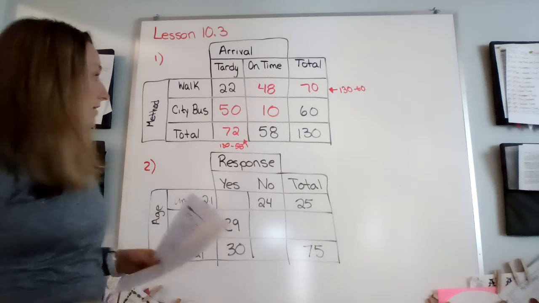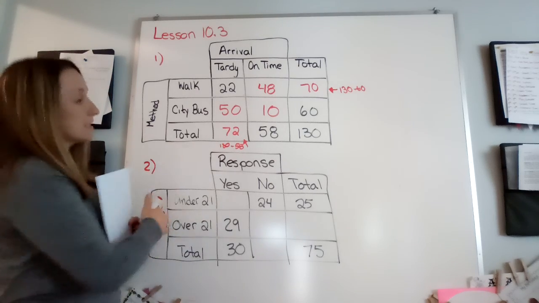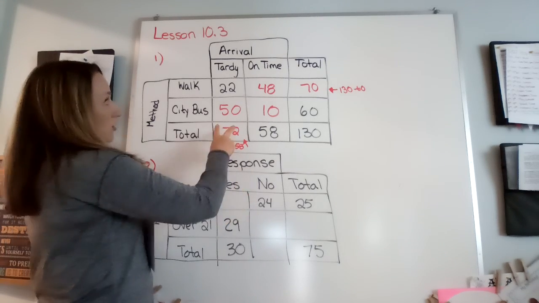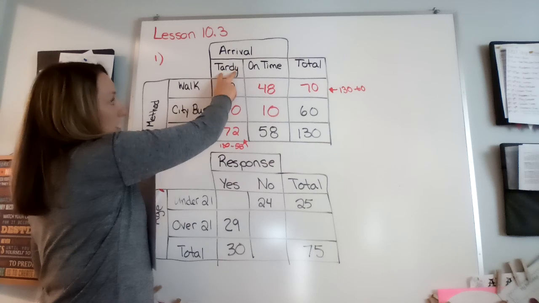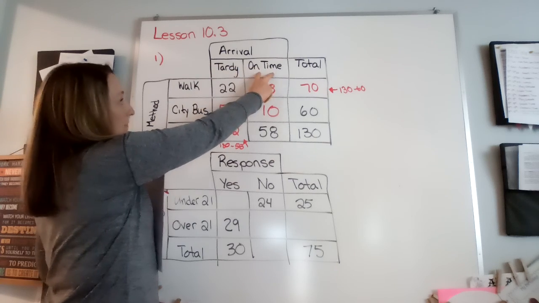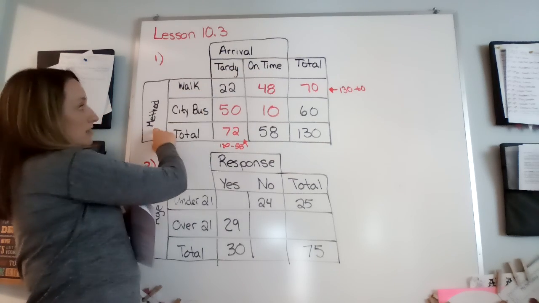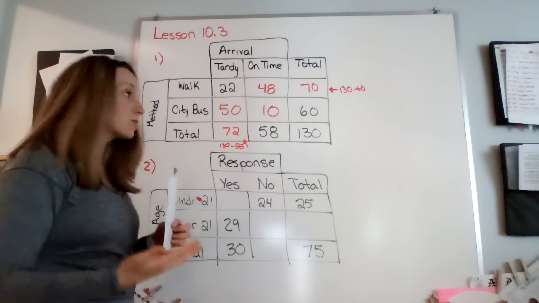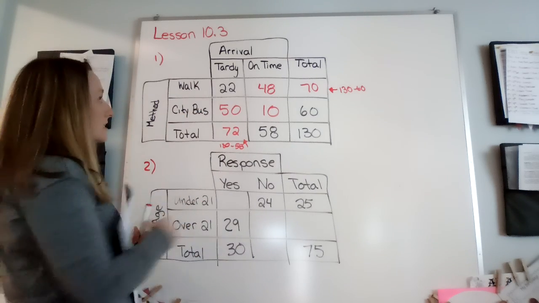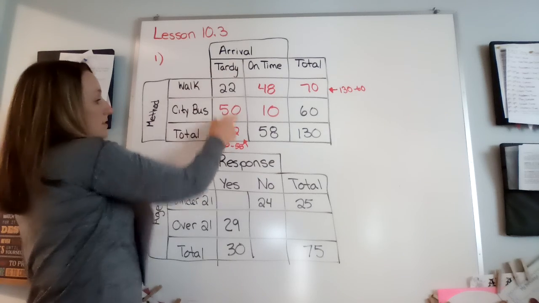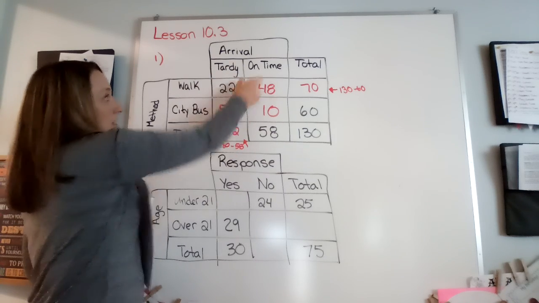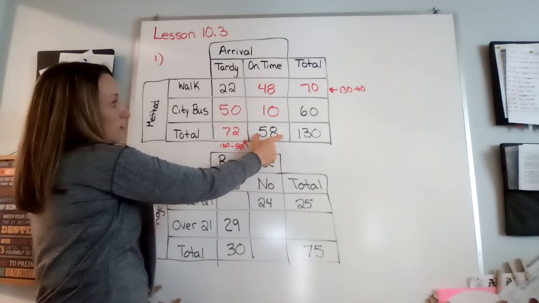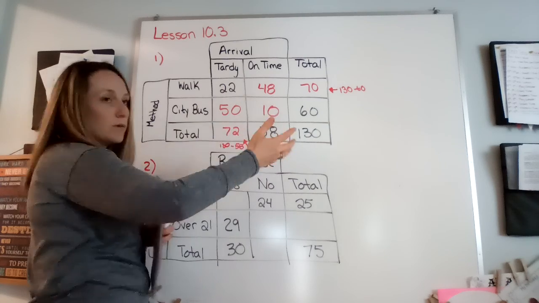Okay, so now that I have it all figured out, I can see that this two-way frequency table is showing me the arrival time, tardy versus on time, of people who take the method of walking or city bus to, I guess, their job or school or whatever it may be. All right, so there are a total of 72 people who are tardy. There are a total of 58 people who are on time to work. All right, I'm assuming work.